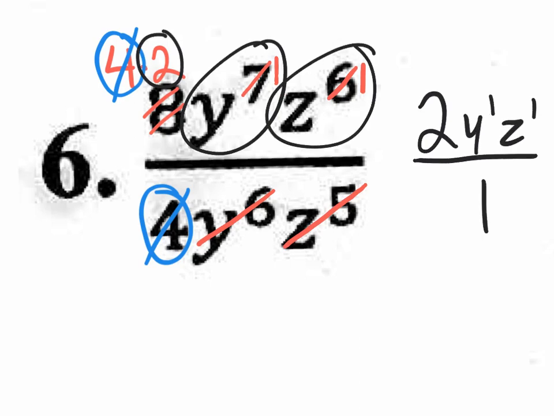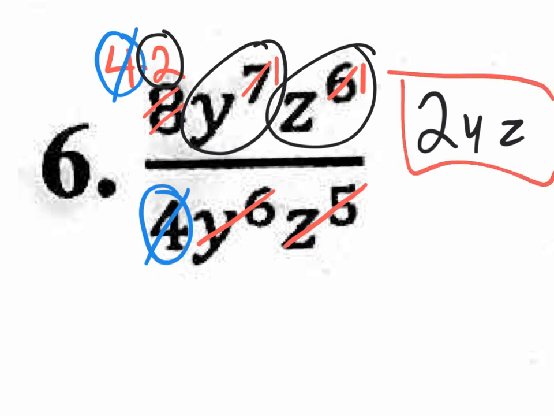Now we don't need these powers of 1. They're invisible. You could erase them. So that's what I'm going to do. I'm going to erase the powers of 1, and I'm also going to erase the divided by 1 because that's pointless. So my final answer in simplest looking form, the best way of making it look would be 2yz. Move on to number 7.